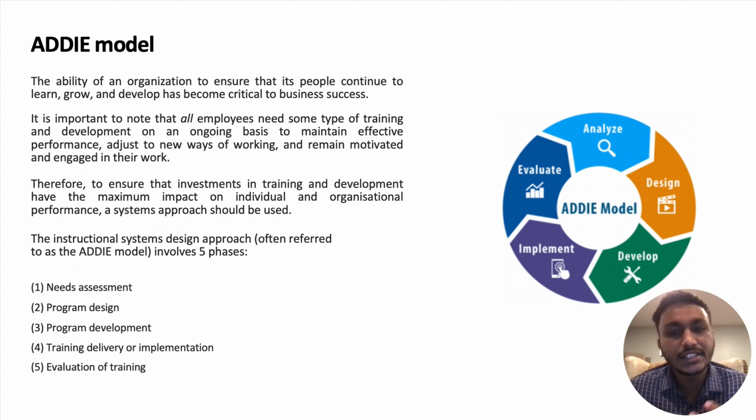Along with that, it is important to note that all employees need some type of training and development on an ongoing basis to maintain effective performance. So, to ensure that investments in training and development have the maximum impact on individual and organization performance, a systems approach should be used. So now we are proposing the ADDIE model, which has 5 phases: assessment, program design, program development, training delivery, and 5, evaluation of training. With these 5 phases, we can maximize the training and development impact on the employees, which helps to meet the organization goals easily.